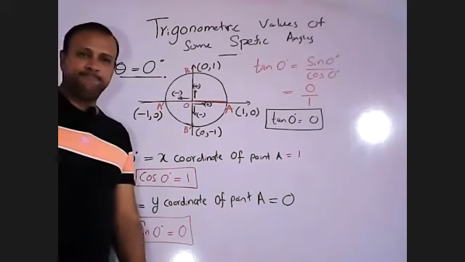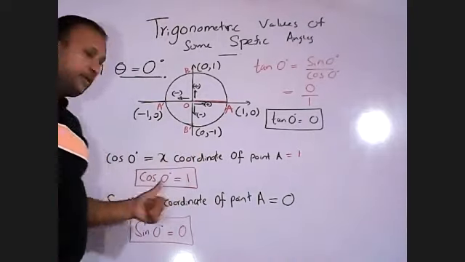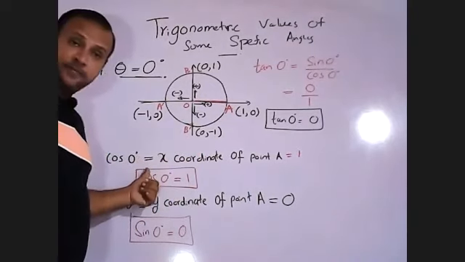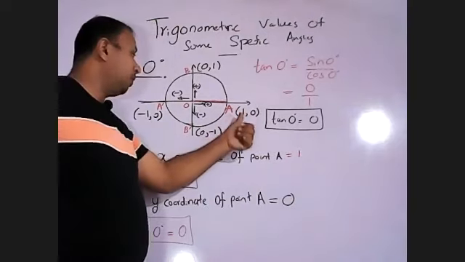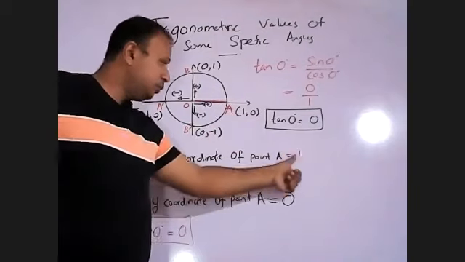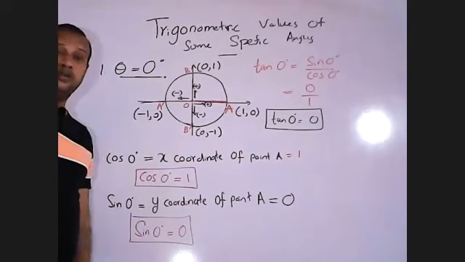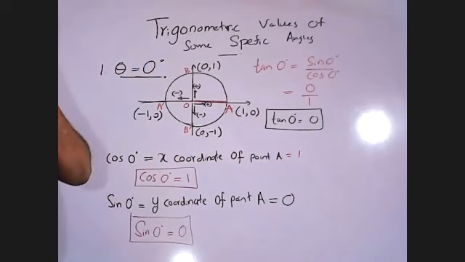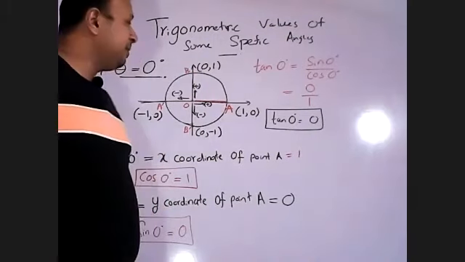Okay. Now you can write this thing, okay? Look at this. Cos 0 is equal to the x coordinate of point A. Now you know the x coordinate of the point A. Therefore, it is equal to 1. Then cos 0 is equal to 1. Actually, that is the advantage of using unit circle.